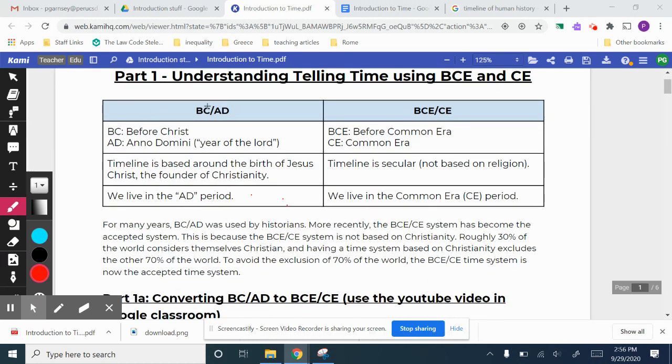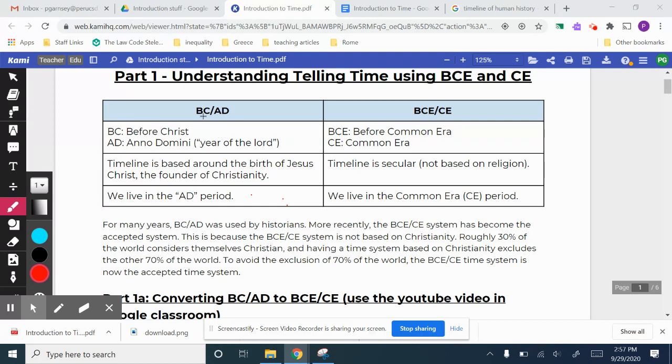This system, the BC AD system, has been replaced by the BCE CE system. That's because the BCE CE system is not based on a religion. Only 30% of the world would consider themselves Christian. The other 70% would consider themselves either no religion or a religion other than Christianity. So the BC AD system that refers to Christ and the year of our Lord is really only appropriate for 30% of the world, Christians.